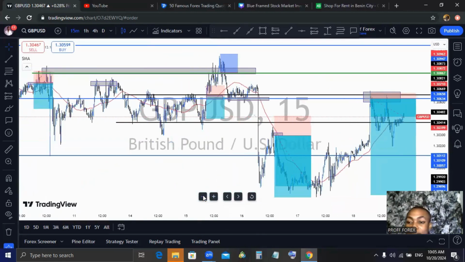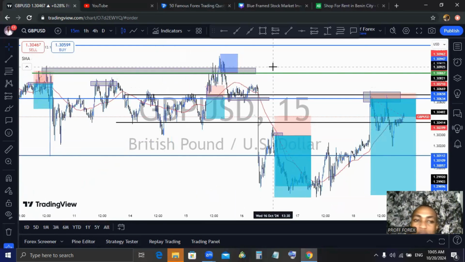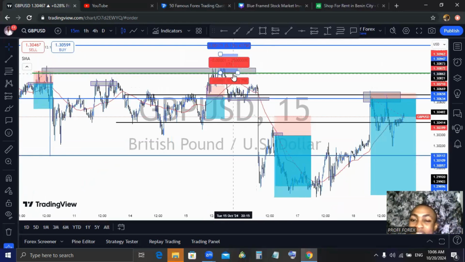After the Great British Pound, it stopped us out here from this zone. So it came to this zone, I sent a signal to the group, then we all broke even. Immediately our break even hit, we went out and we could hit a 1-to-1 risk reward ratio. Immediately it came to this zone, there was this news.